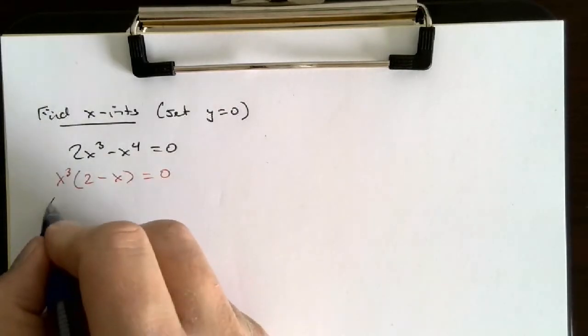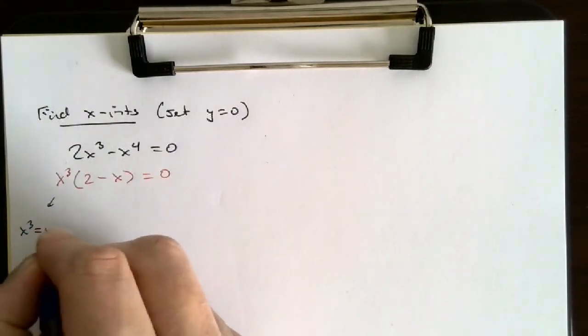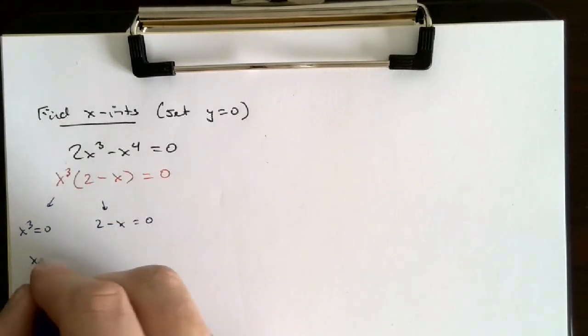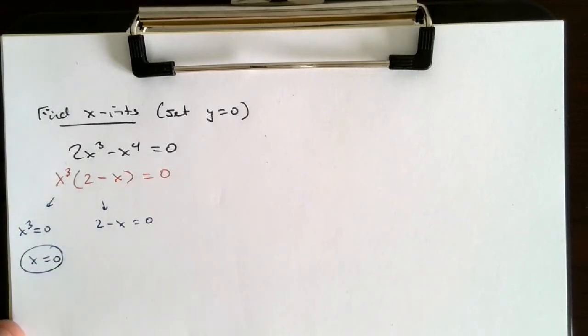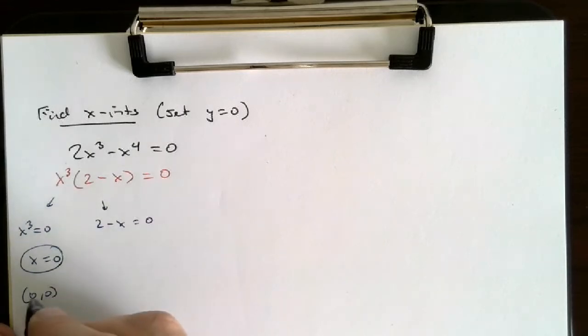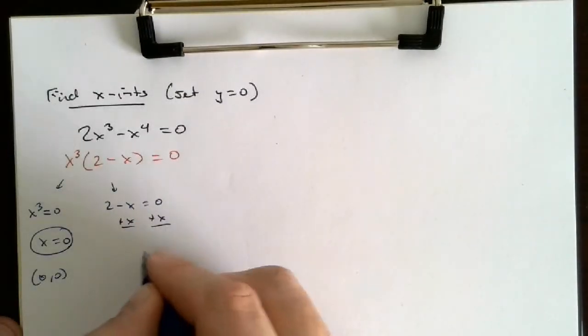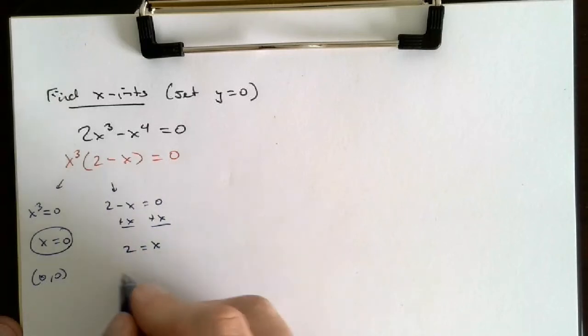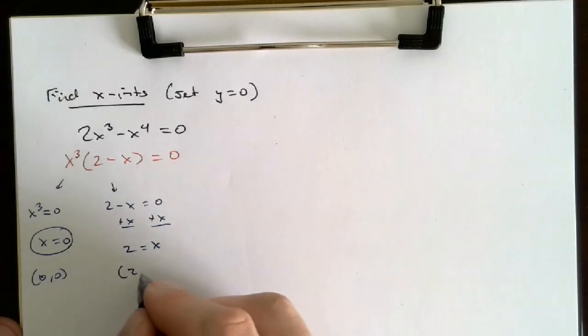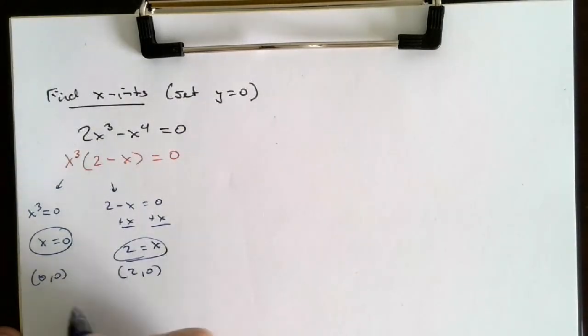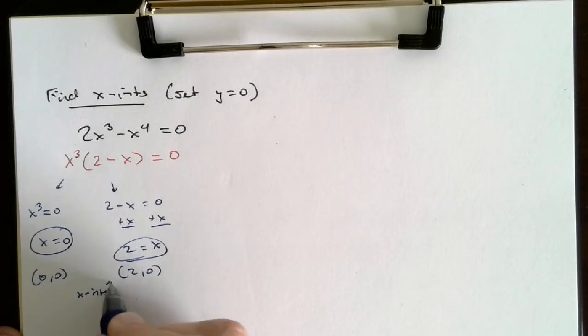Solving this, x to the third equals 0, and 2 minus x equals 0. The first part, x to the third equals 0, just gives me x equals 0, taking the cube root of each side. So I know I have the point (0, 0). That's one x-intercept. We already kind of knew that because we had it before. The other one, 2 minus x equals 0, I'm going to add x to each side. So I get x equals 2. So I know I have the point (2, 0) on my graph. X, comma y. These are the x-intercepts. Make sure you know that's what we're finding.